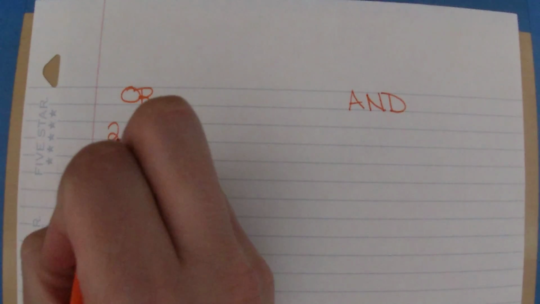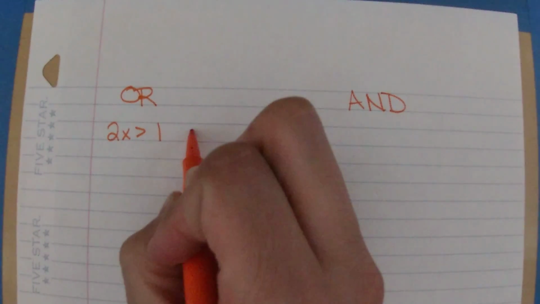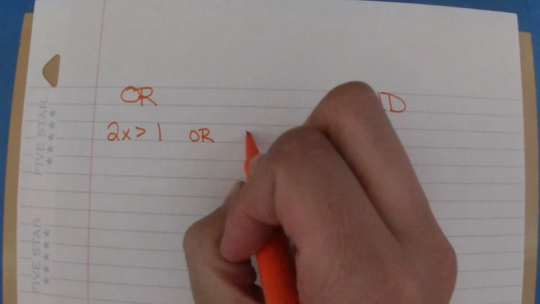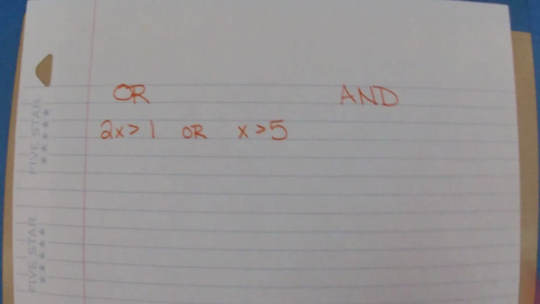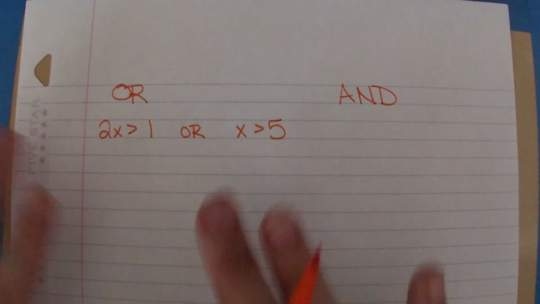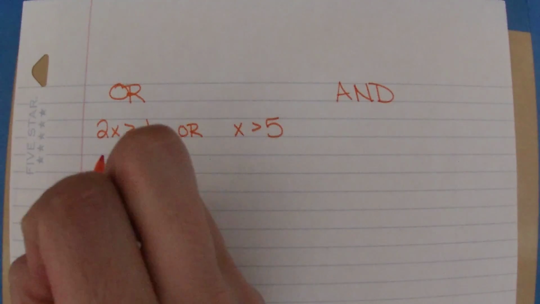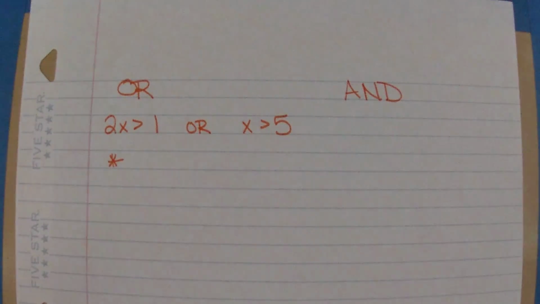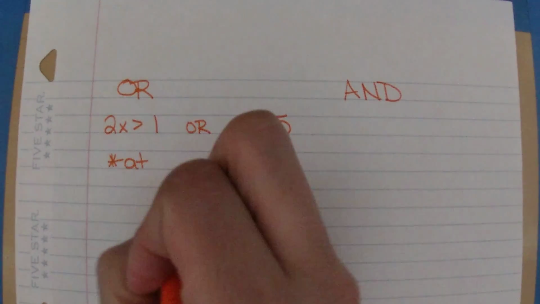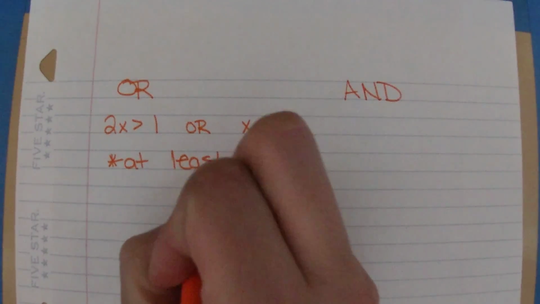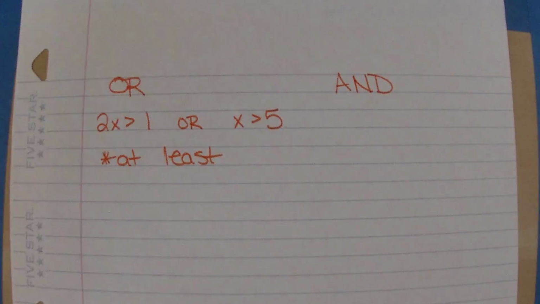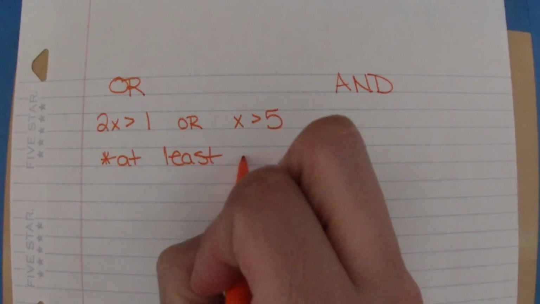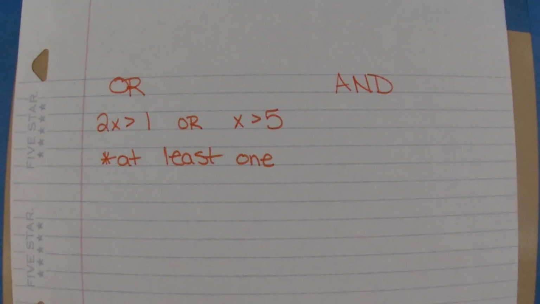Compound or was always just two separate inequalities connected by the word or. You would solve them separately and graph them, but when you graphed them, you would always use where at least one of them was happening. And it usually went out, like the oars on a boat go out. So anywhere we had at least one.